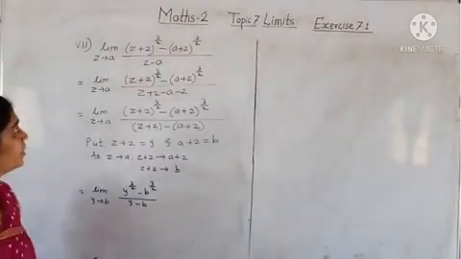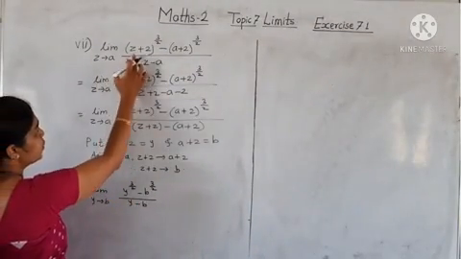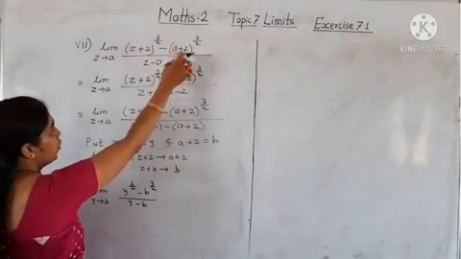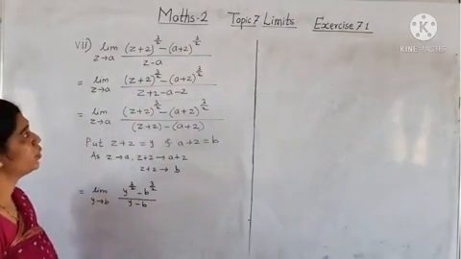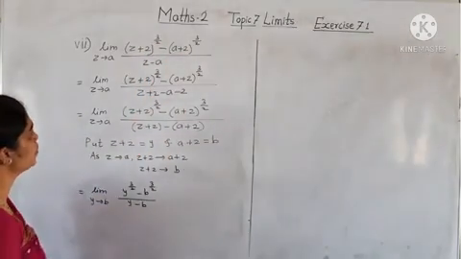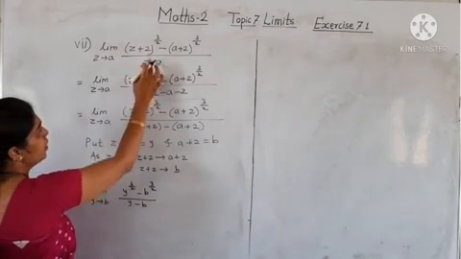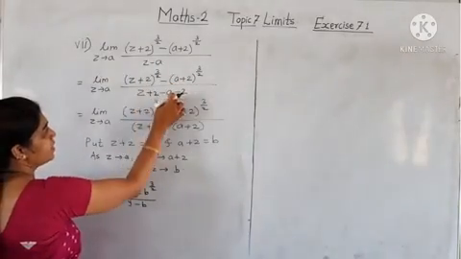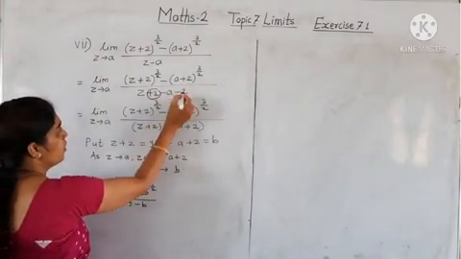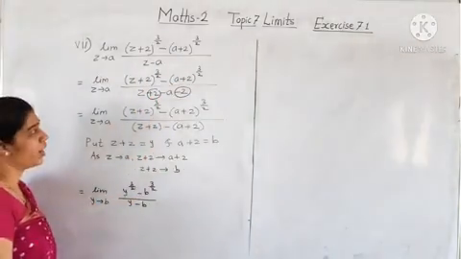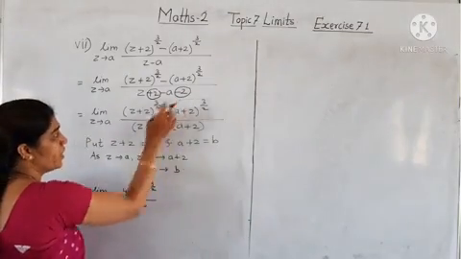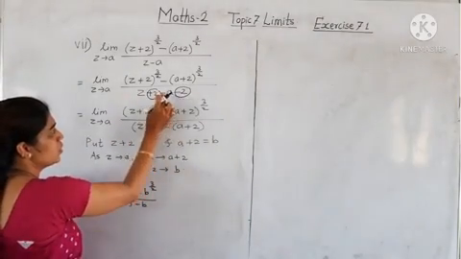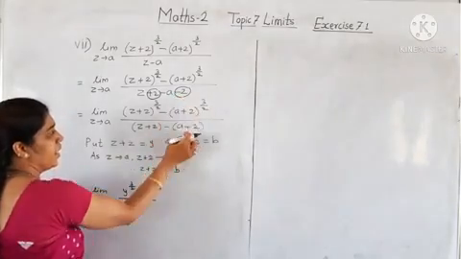See the next example. Limit z tends to a, (z plus 2) raised to 3 upon 2 minus (a plus 2) raised to 3 upon 2 upon z minus a. Here first numerator as it is, and in the denominator I had written z minus a. Here there is an adjustment of plus 2 and minus 2. I do the adjustment plus 2 minus 2. Then take z plus 2. Here take minus common, a plus 2.